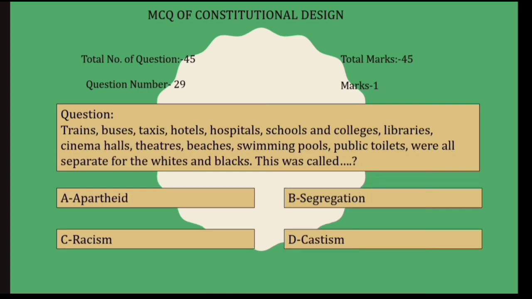Question 29. Trains, buses, taxis, hotels, hospitals, schools and colleges, libraries, cinema halls, theatres, beaches, swimming pool, public toilets were all separate for the white and blacks. This was called: option A. Apartheid. B. Segregation. C. Racism. D. Casteism. Correct option is B. Segregation.